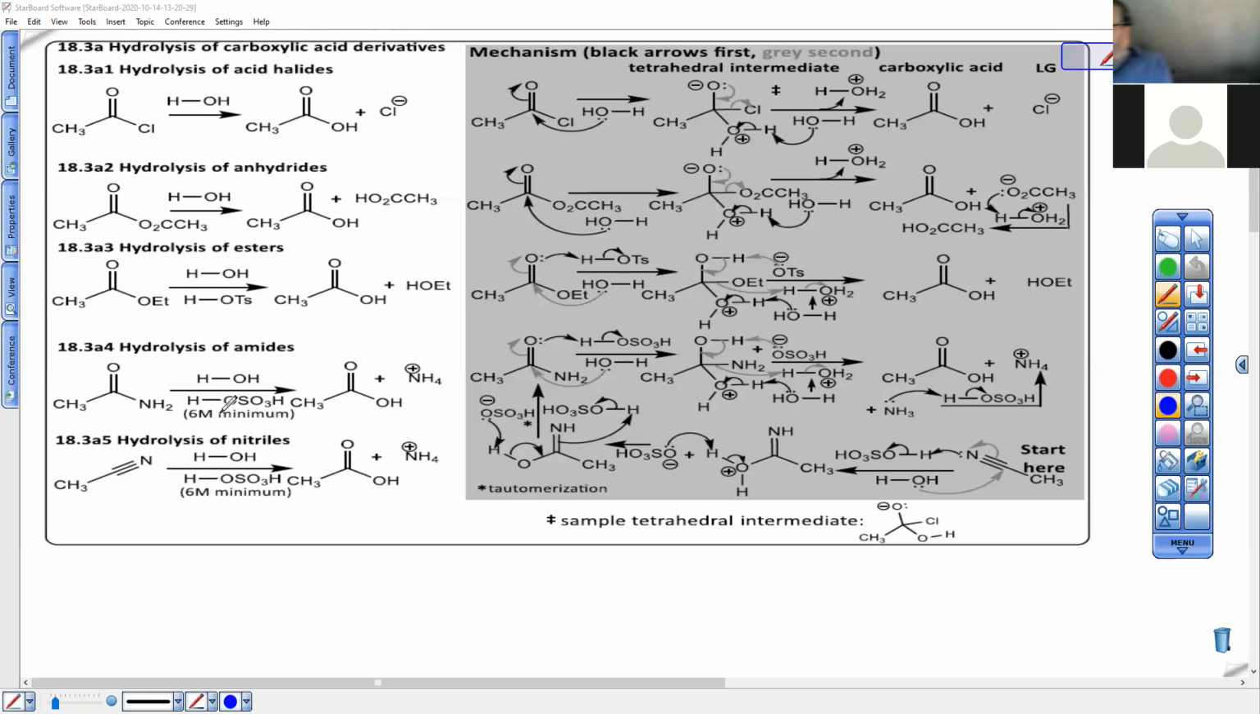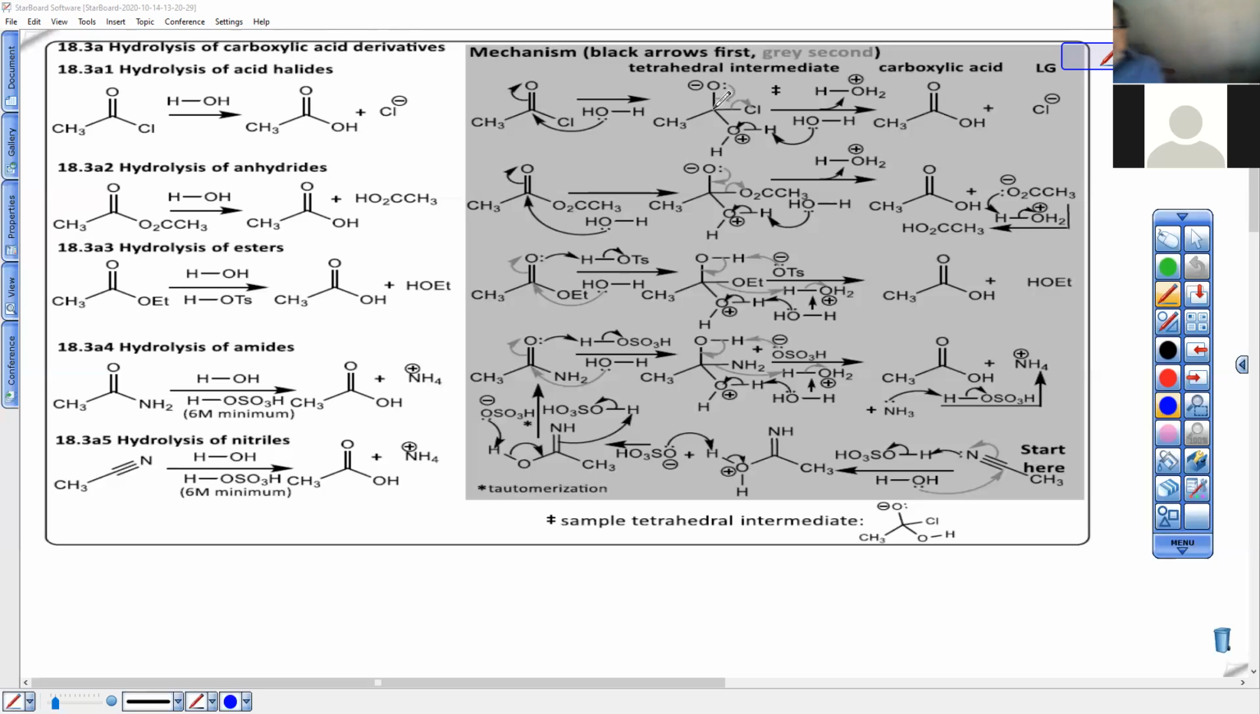Let's look at the first two because they look identical so far to me. Water is the attacker in both of these. Creates this tetrahedral intermediate. Why is it called such a thing? Well, it started as an sp2 atom and it ends as an sp2 atom. So in the middle, we have a carbon that's sp3, which is tetrahedral.